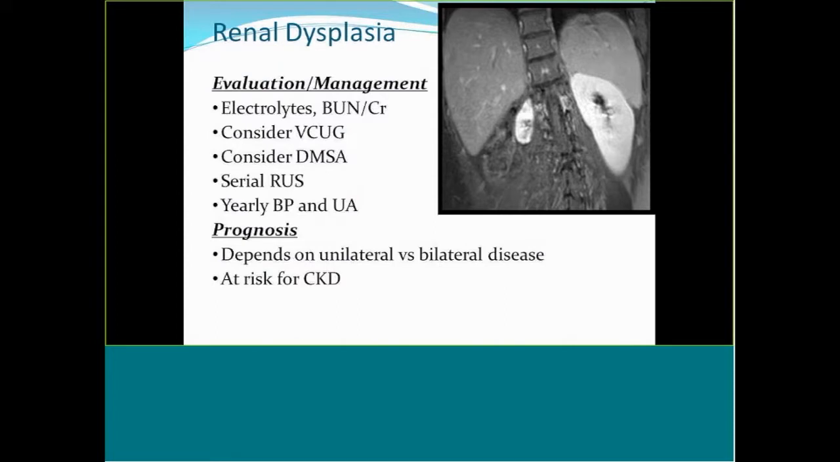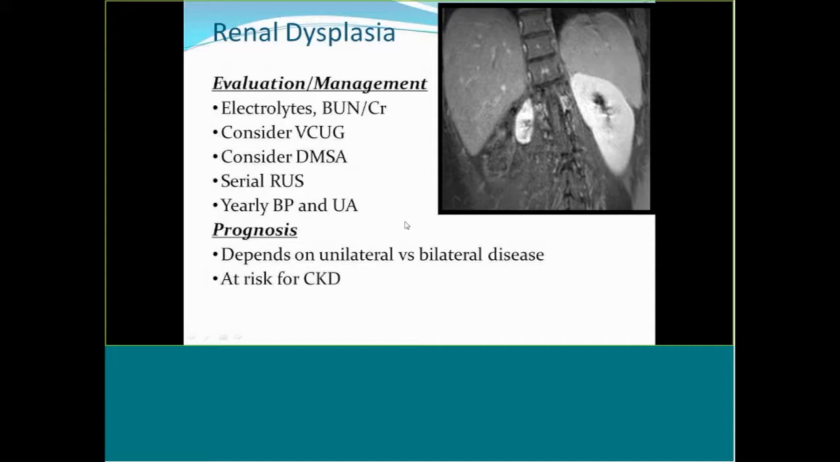So the renal dysplasia, and my focus here is not going to be so much on the images, although we do have to touch on them to make the case. So this is an MRI image of a dysplastic kidney. And you can see that clearly this kidney is a lot smaller than this kidney.